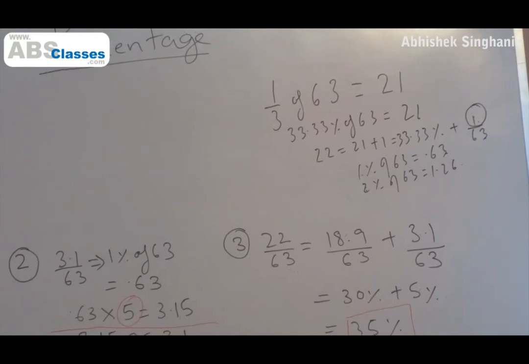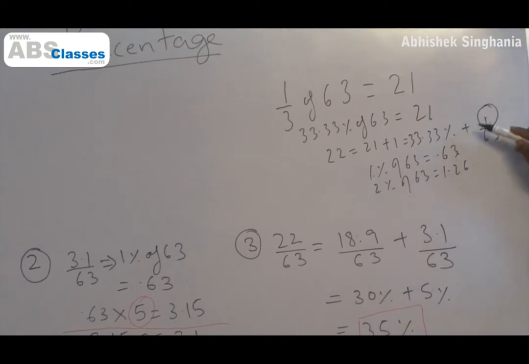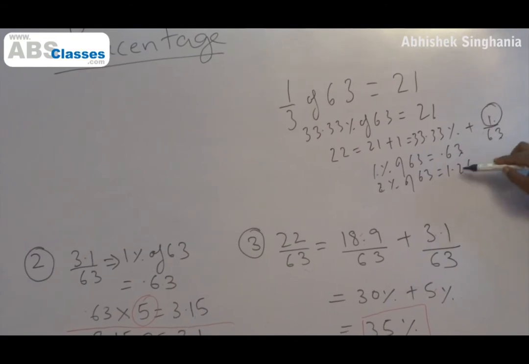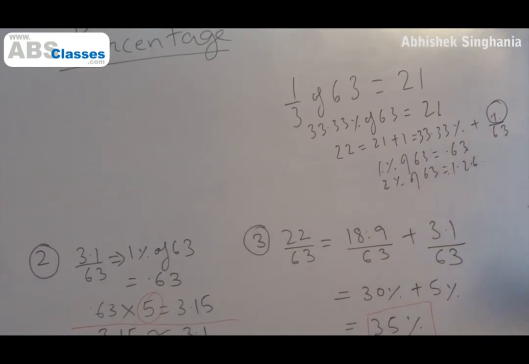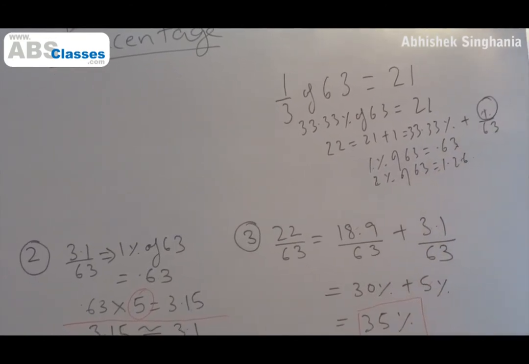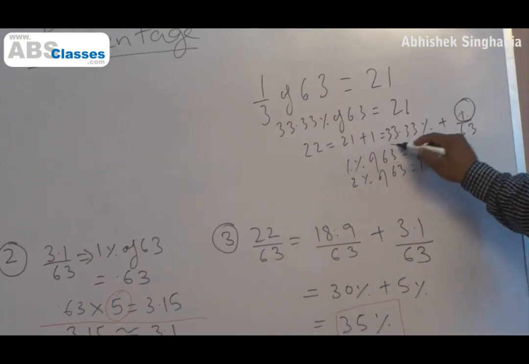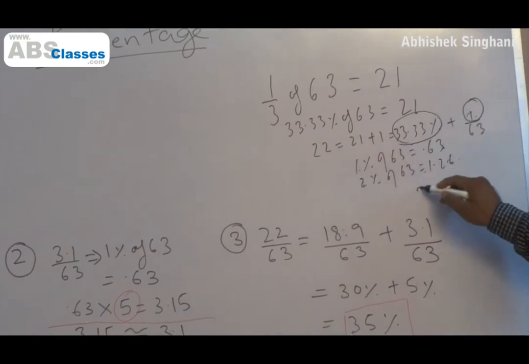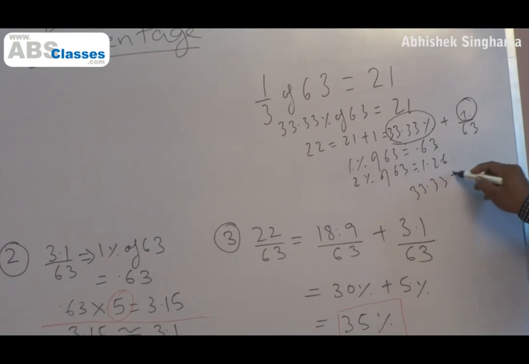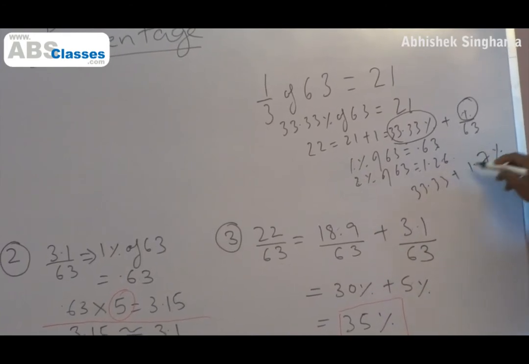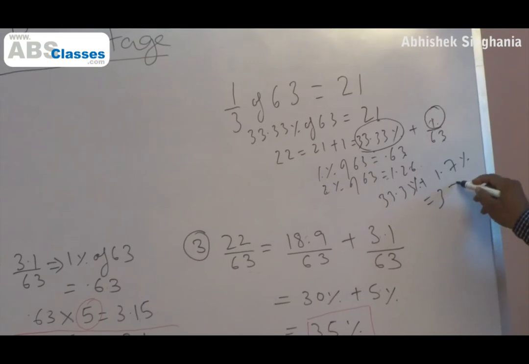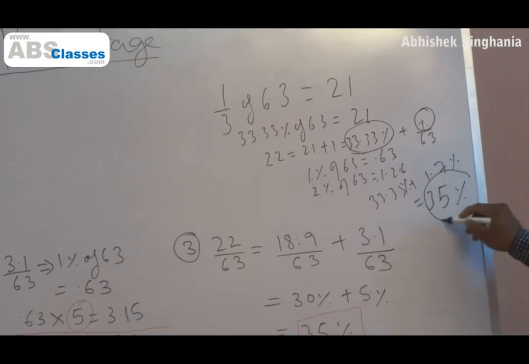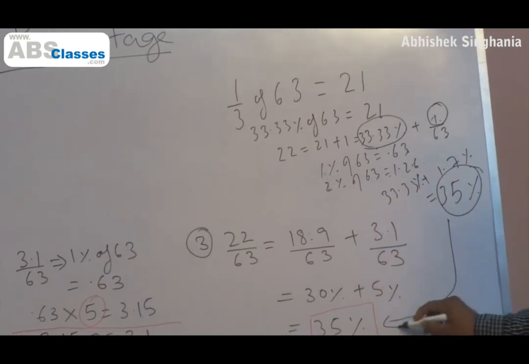Here we can take a rough approximate. 1, though greater than 1% and less than 2%, is closer to 2%. So let's take it as say 1.7 or 1.8. Therefore my answer will be 33.33% plus say 1.7%, which is equal to 35%. Similar to what we got through the earlier method.